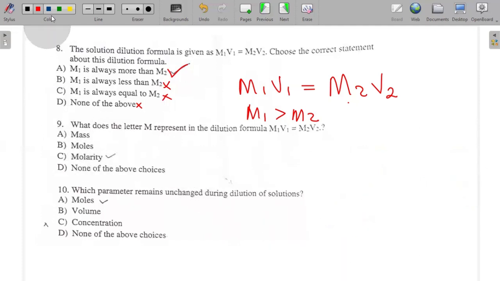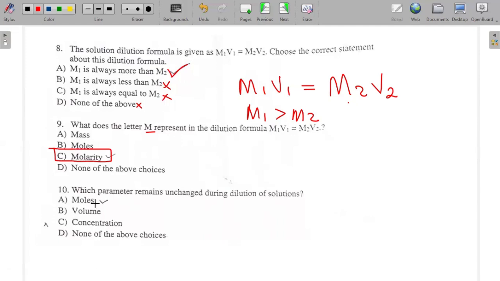So question 9, they're saying, what does the letter M represent in the dilution formula? We said this M is just the concentration, but this concentration will be in moles. The concentration in moles has a special name, which we call molarity. So M represents molarity, which is the concentration in moles. Here we're going to pick C as our best option.